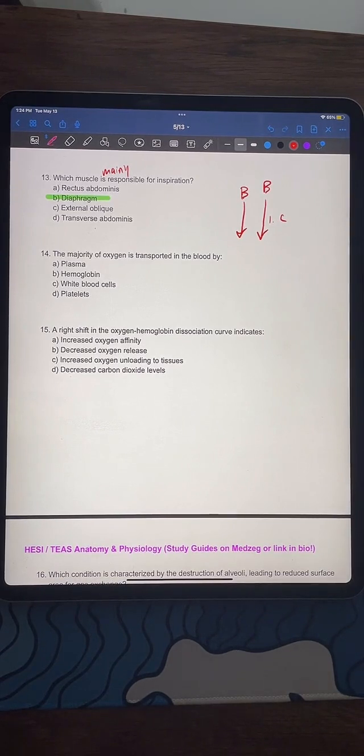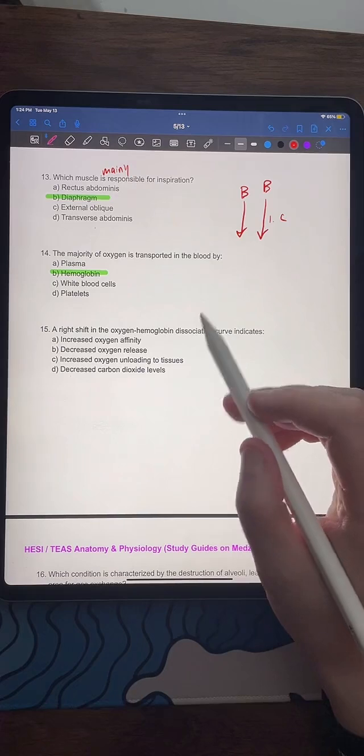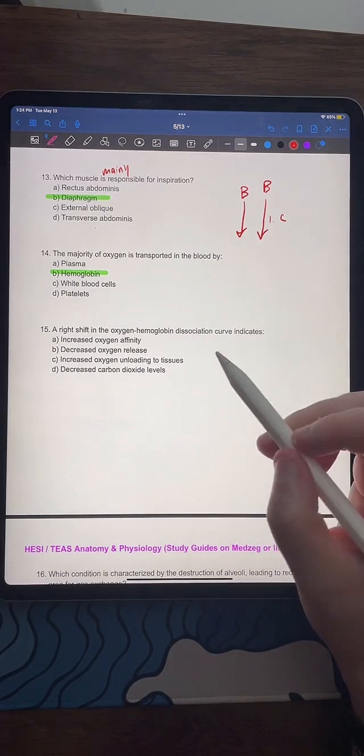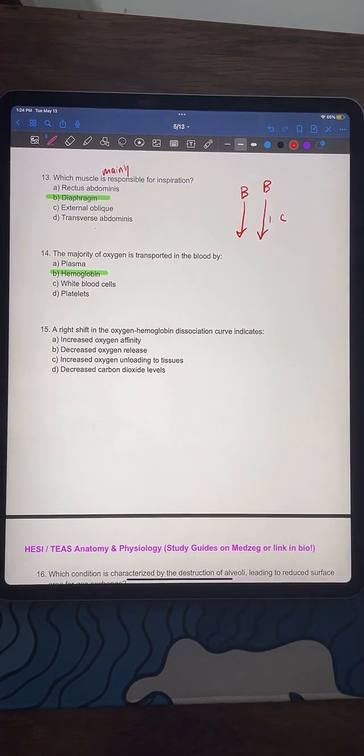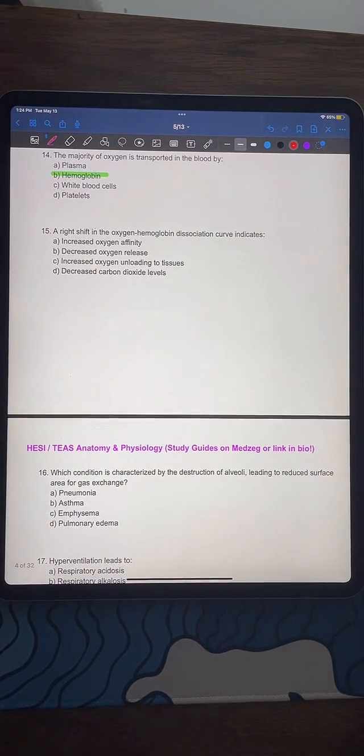Yep. But number 14, the majority of oxygen is transported in the blood by B, hemoglobin. Oxygen binds to hemoglobin in red blood cells to allow for transport. Number 15, a right shift in the oxygen-hemoglobin dissociation curve would indicate what?